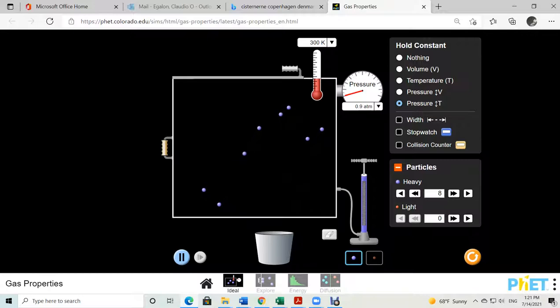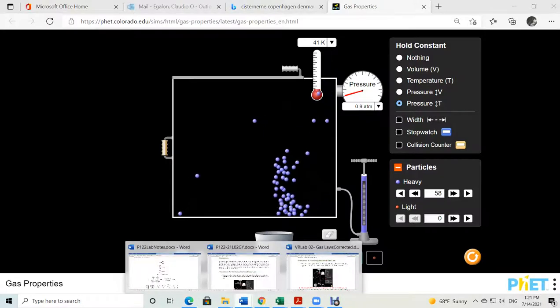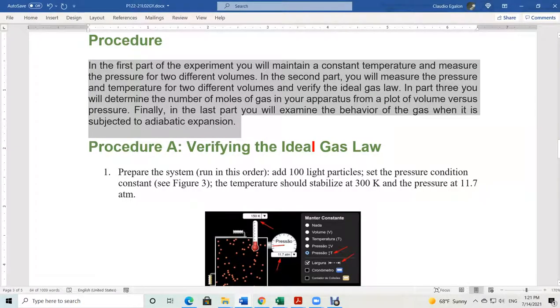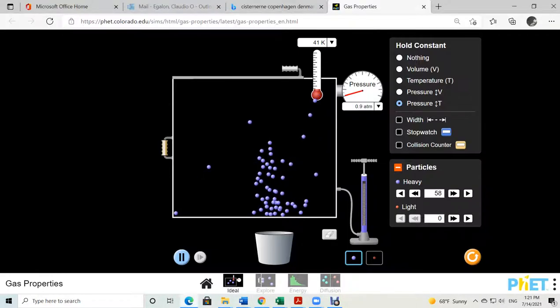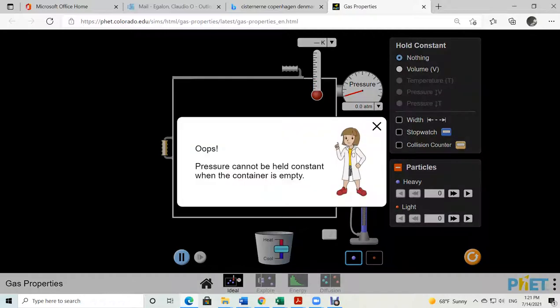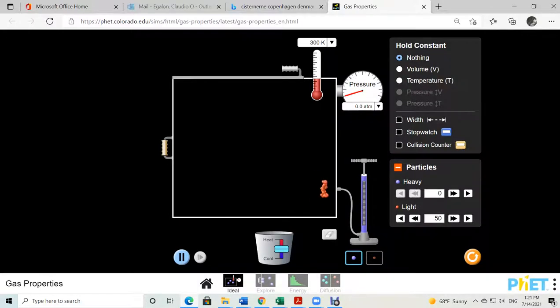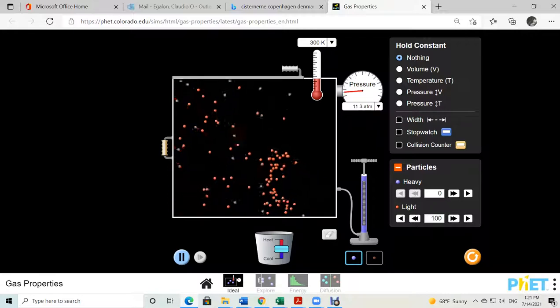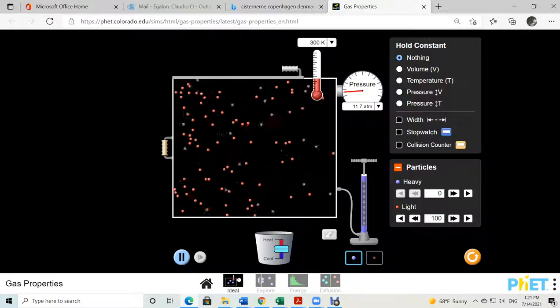Okay, so here we go. We're using heavy particles here. They don't say anything, right? They say heavy or light particles. It doesn't say, right? Oh, light particles, you said. Okay, so let's substitute it by light particles. Here you go. Let's put light particles there. 50, 100. Okay, now we have it.